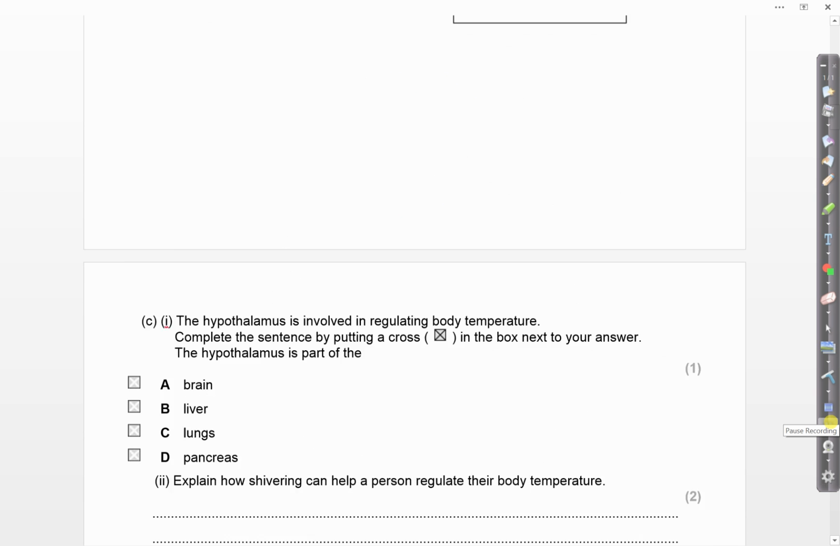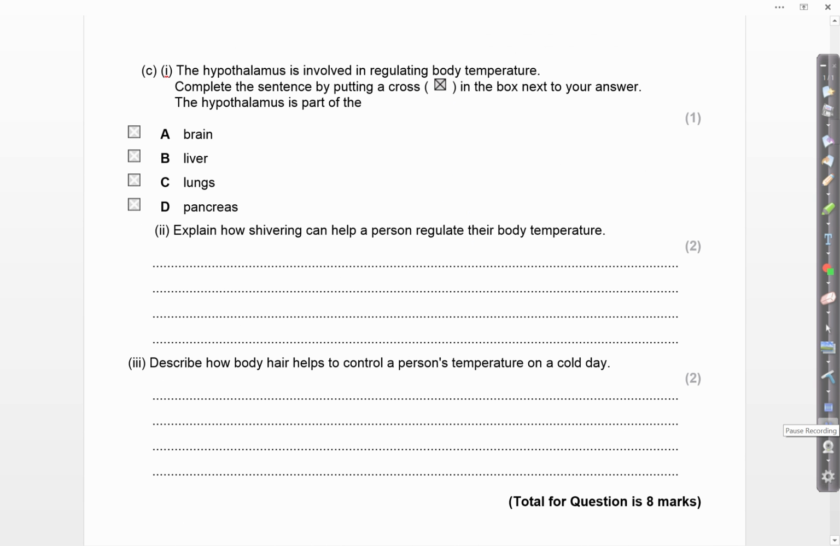Okay, so now we move on to question C. And we've got the hypothalamus is involved in regulating body temperature. Complete the sentence by putting a cross in the box next to your answer. So again, 1 mark, lower order thinking, factual recall question. So the hypothalamus is part of the brain.